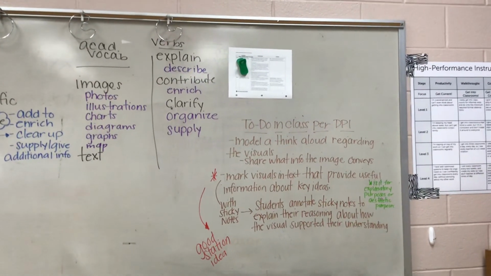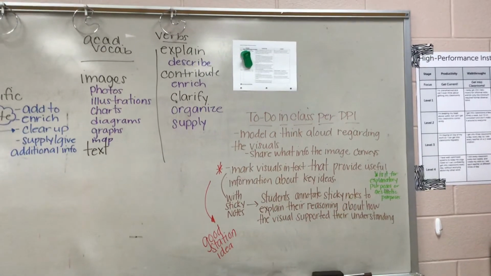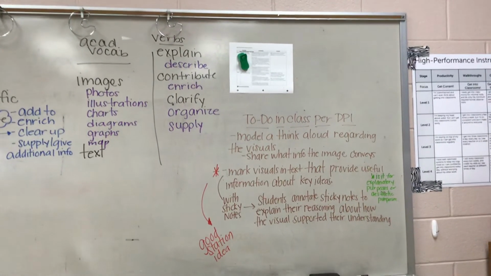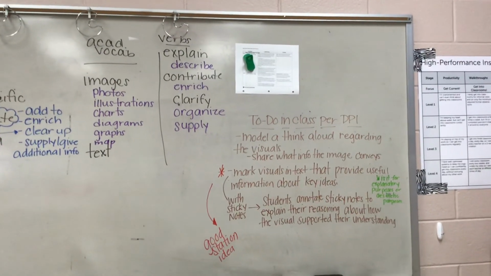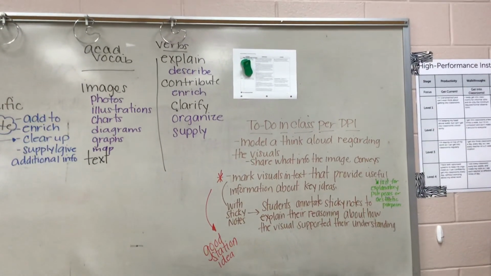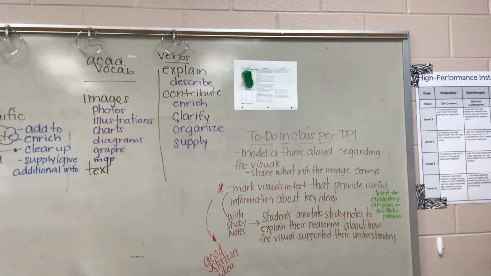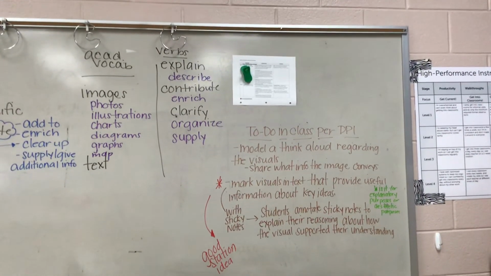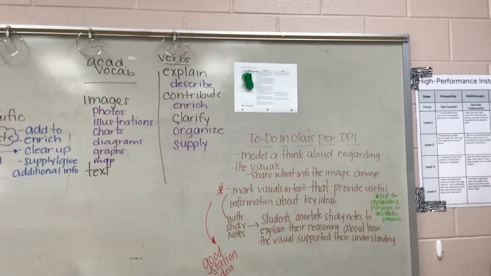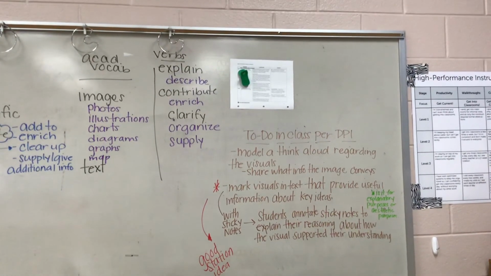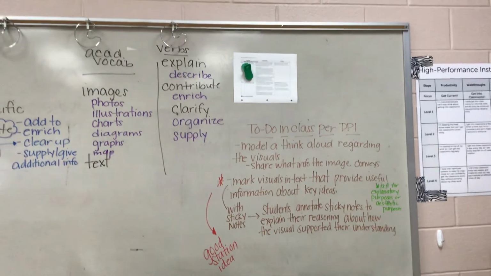So the students mark with the sticky notes the visuals that provide useful information, but then on those sticky notes they annotate their reasoning. They explain their reasoning about how the visual supported their understanding. What did that visual do for them? So again, after you've presented that and shown them what to do, they can go do that with a book, and you never have to be with them, but you can see their thinking and know that they do or do not understand what's really going on.